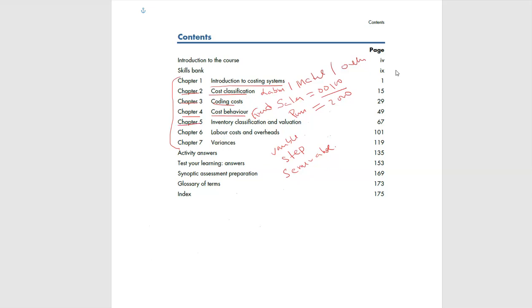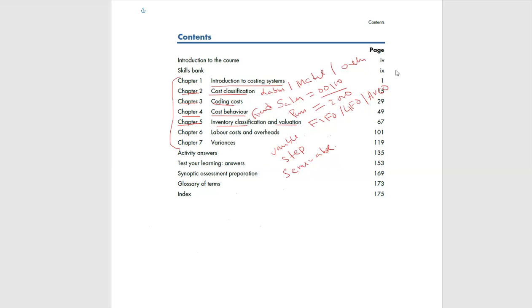Chapter number 5 is inventory classification and valuation. So we're going to see how we can record the inventory and what the methods for valuation are, for example FIFO, that is first in first out, LIFO, last in first out, and AVCO, that is average cost. All of these inventory valuation methods we're going to see from chapter number 5.